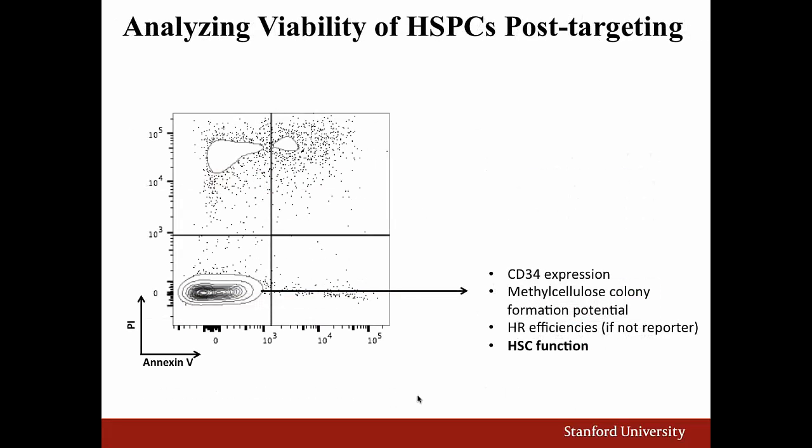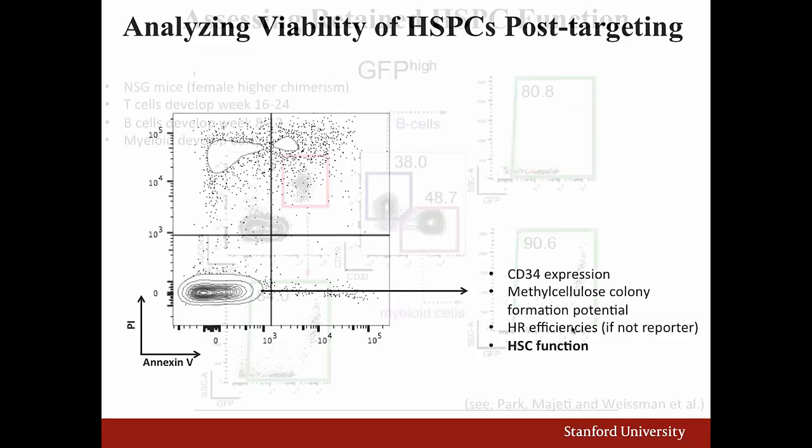I also recommend analyzing viability, and so for that I do PI and annexin. And so 1 or 2 days post-targeting, you do a co-stain of PI and annexin, you can see cells that underwent necrosis, cells that underwent apoptosis, and other ones that are in early apoptosis. And then while you're doing this, you can also co-stain for CD34 expression. You can do methylcellulose colony formation and look at HR frequencies, and then you can also look at HSC function.